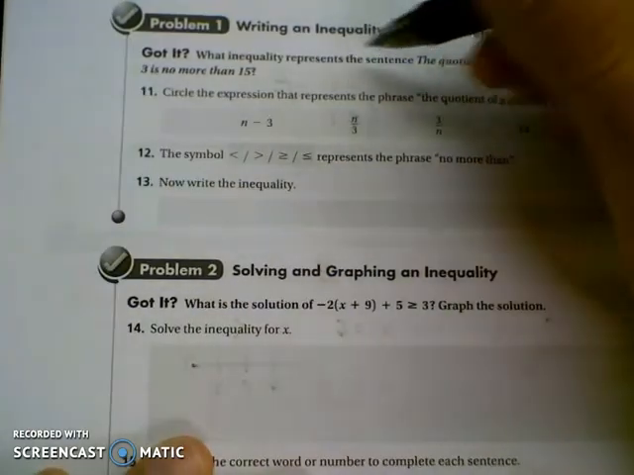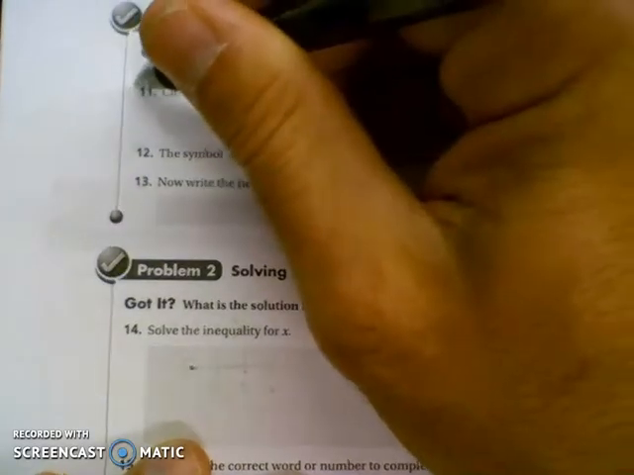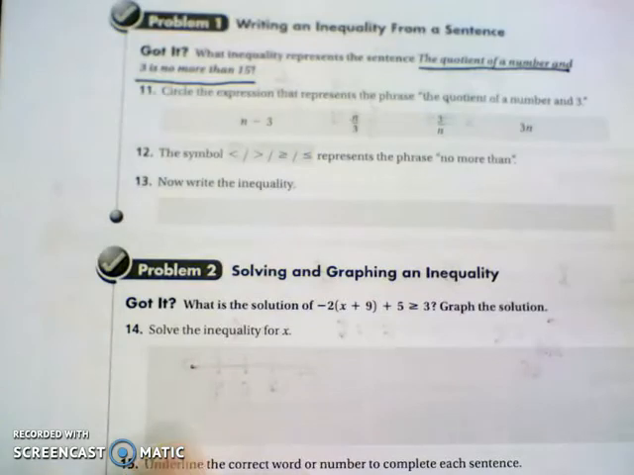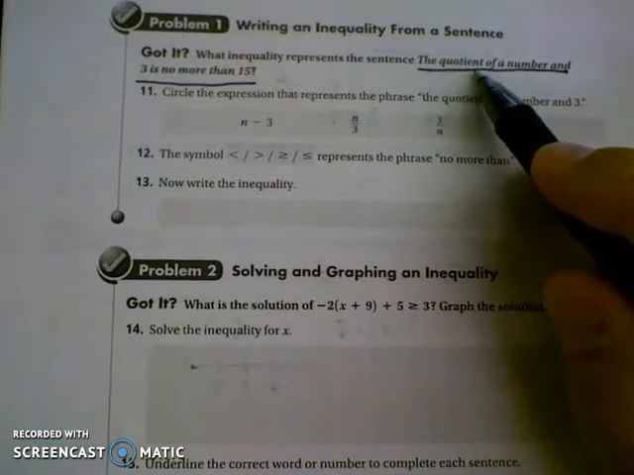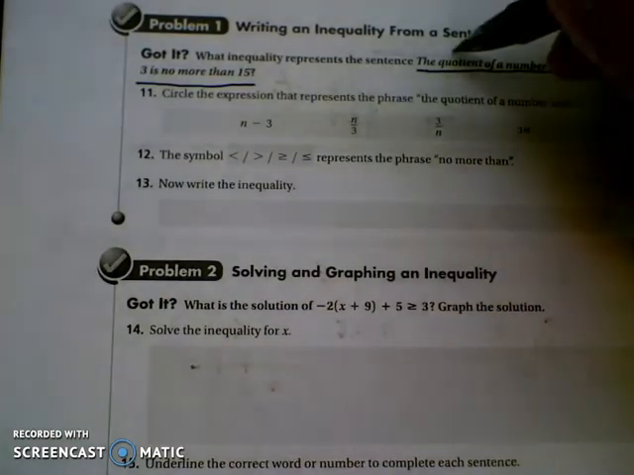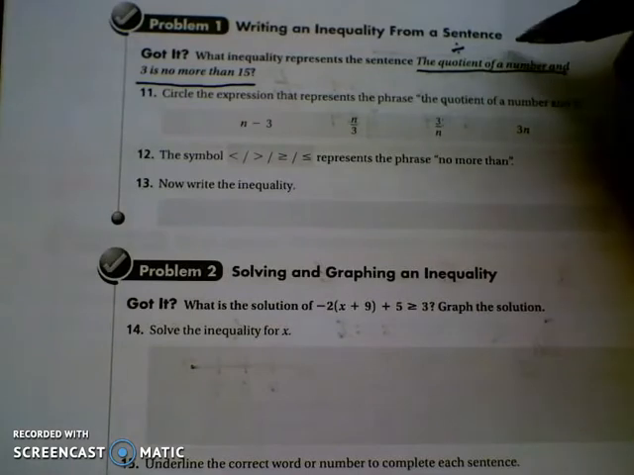What inequality represents a sentence? The quotient of a number and 3 is no more than 15. Great question here. To solve this, you have to understand what the word quotient means. It means a division, the answer to a division problem. And a number is just going to be x or y or n.